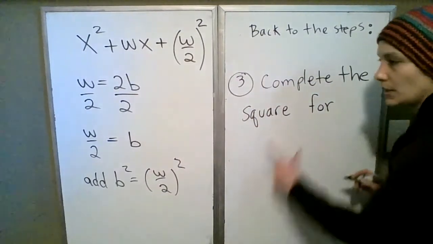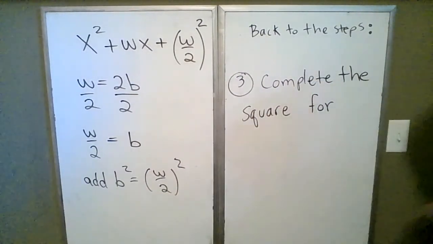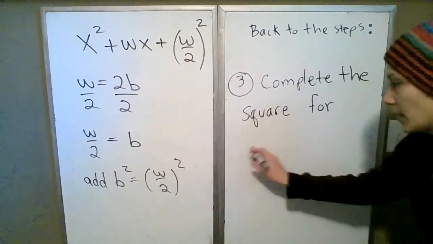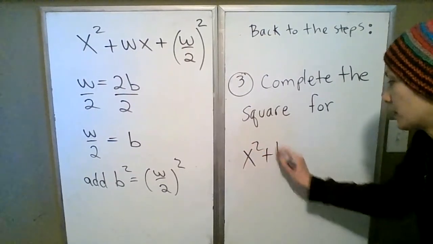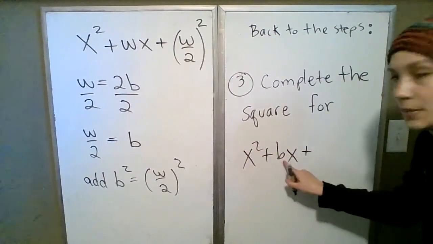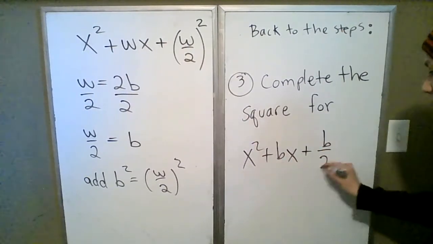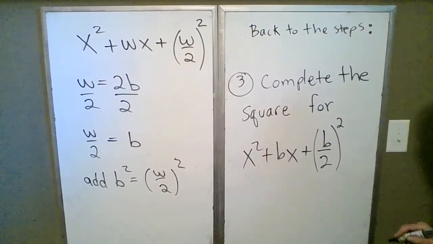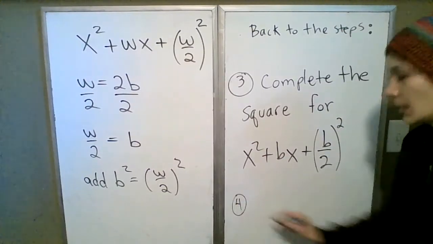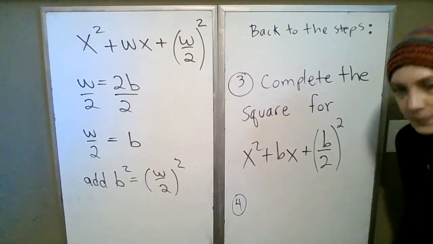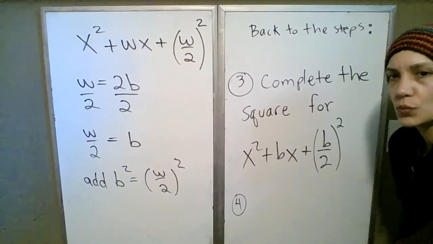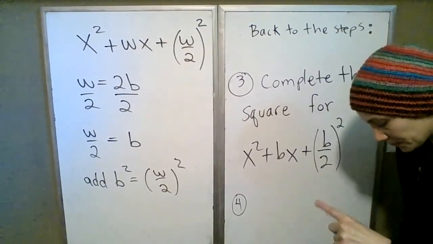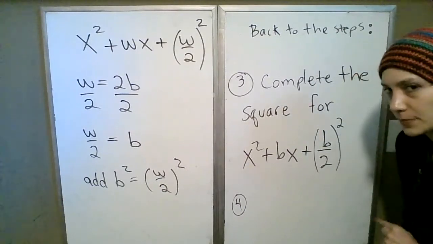Okay, so you're doing this for this side where we had the x squared plus bx, and then we add the special number. It's this number before x divided by 2 and squared. And the last step is to use the square root property. So square root both sides and solve for x.